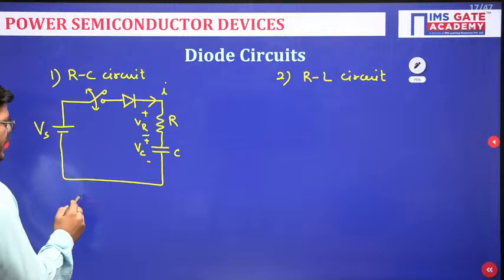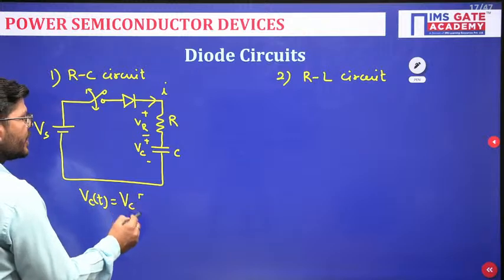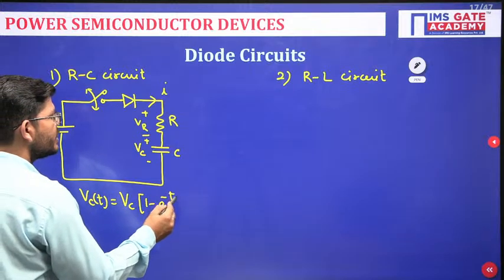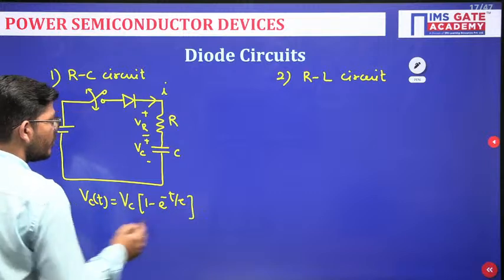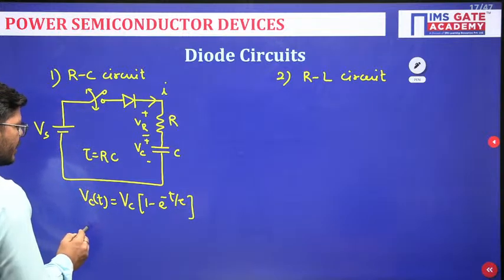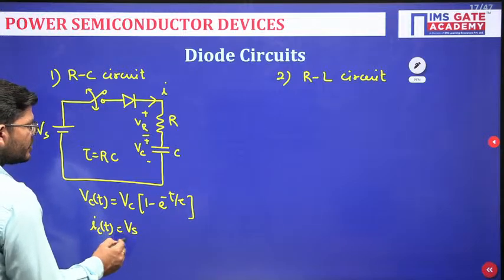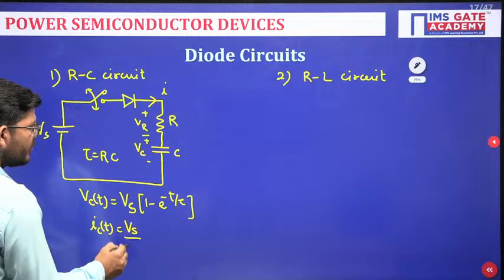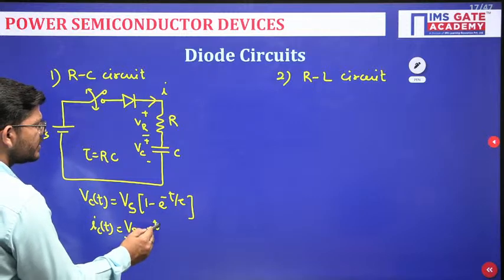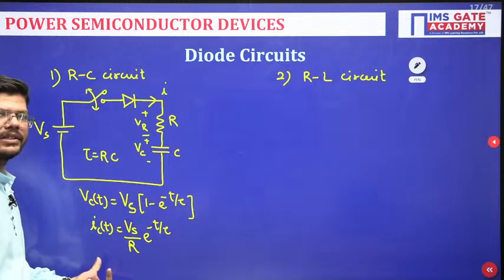Okay, so in this condition, what is the capacitor voltage? The capacitor voltage is Vs (1 minus e to the power minus t by tau), where tau is the time constant, which is RC. If I have to find the current, then the current will be Vs over R, e to the power minus t by tau. These are the voltage and current values in an RC circuit.